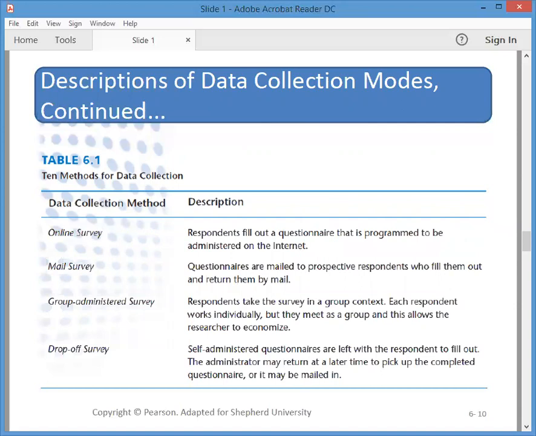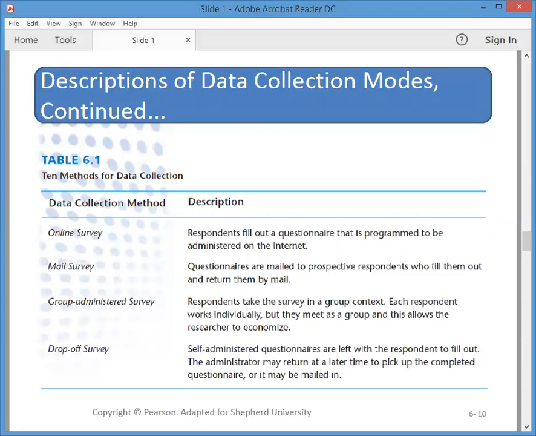Some more methods: online surveys. Respondents fill out a questionnaire and it's administered over the internet. Mail survey: that's where you use the postal system to mail surveys to individuals, and they mail them back.